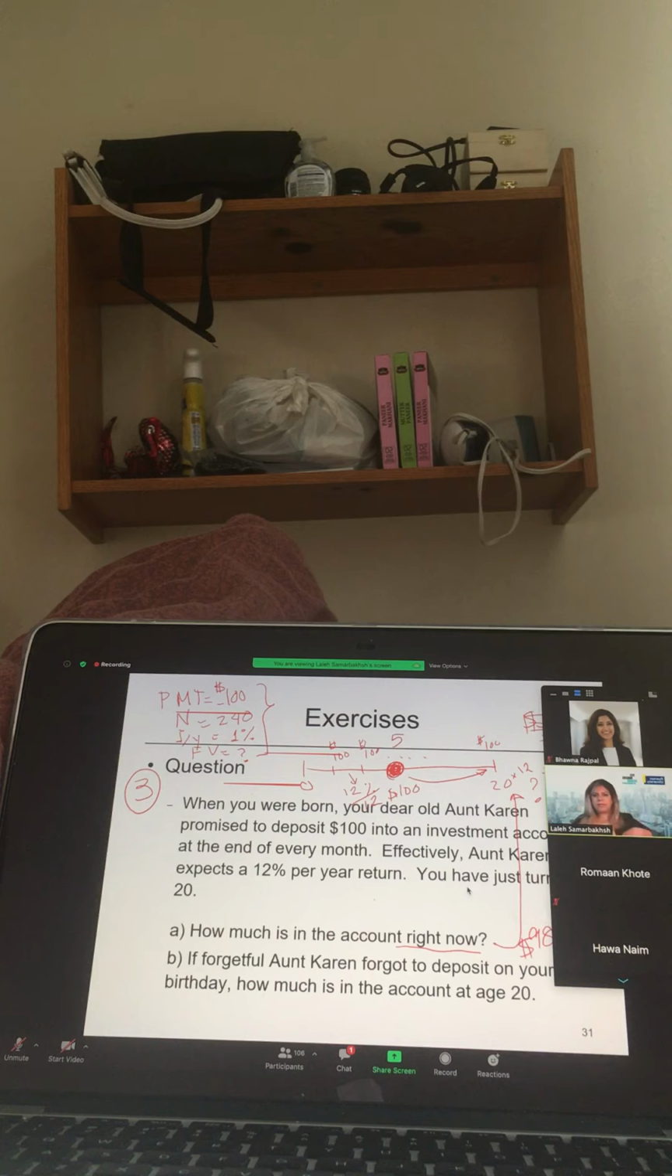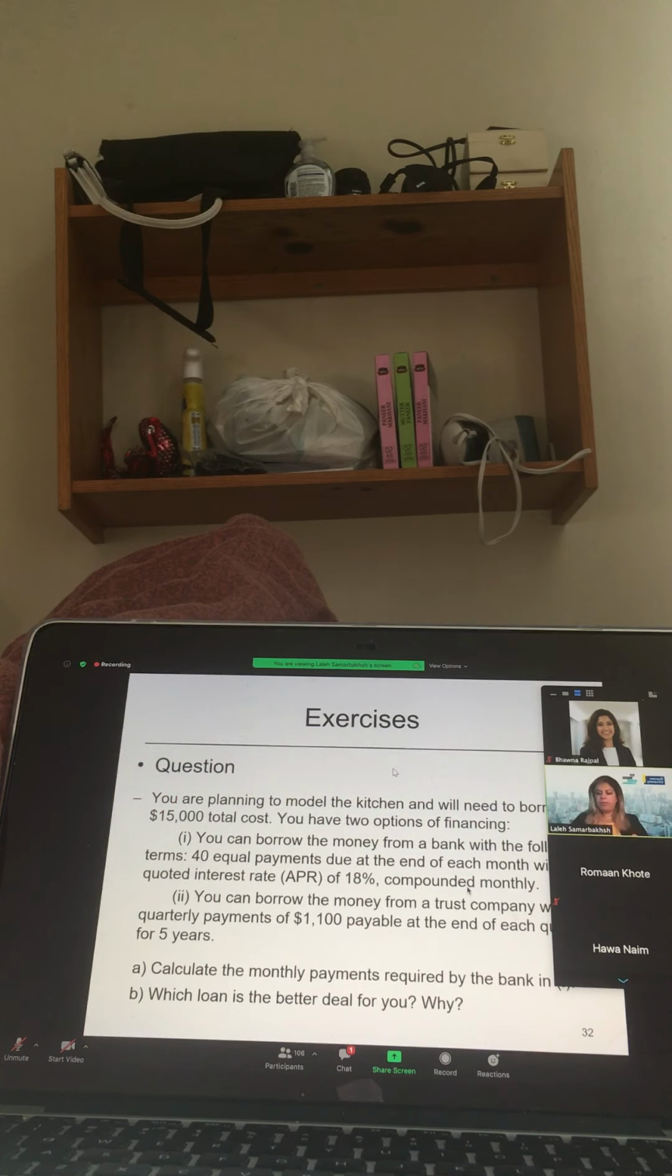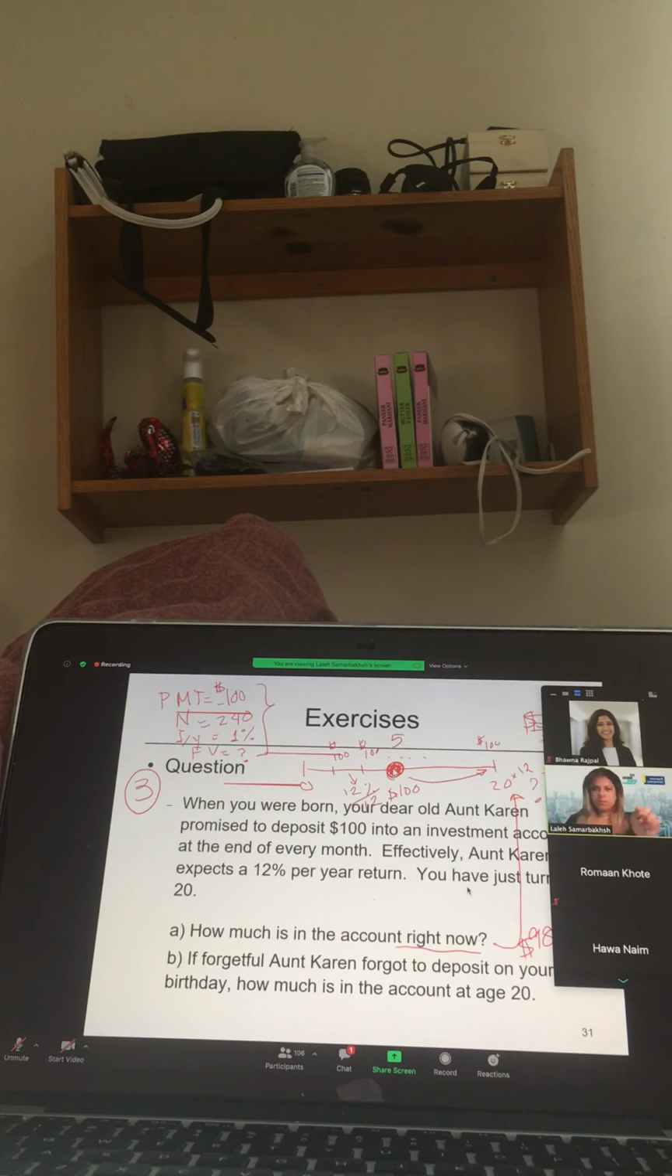98,926. Now let's do the second part. Do the second part for me with the same logic. The $100 compounded for me for 15 times 12. So this period here is 15 times 12.